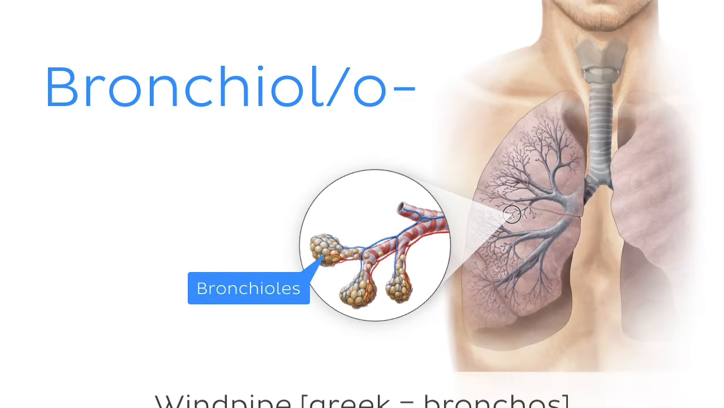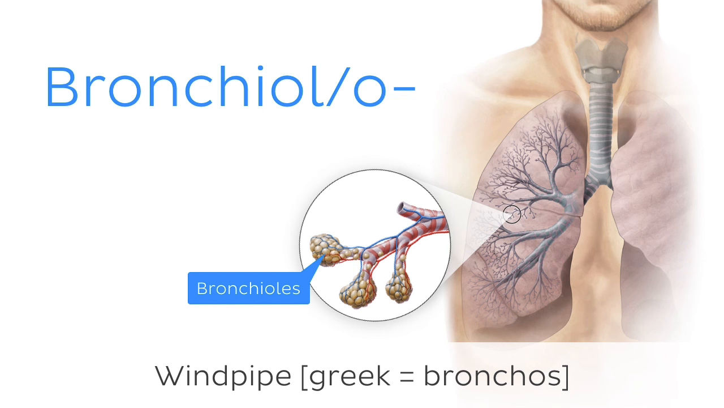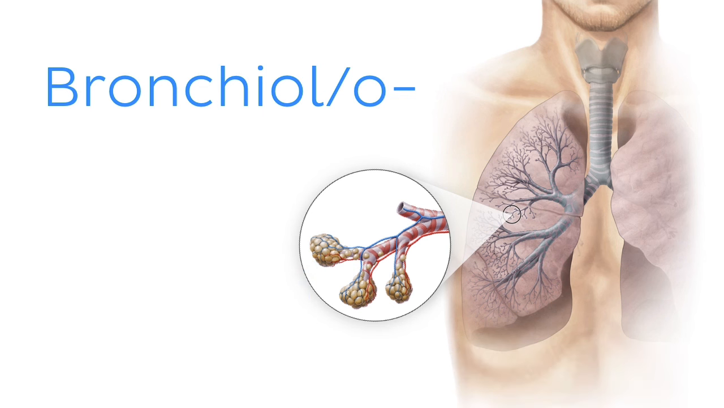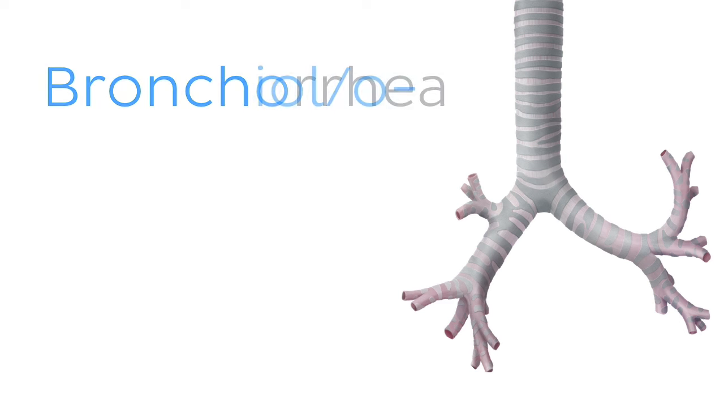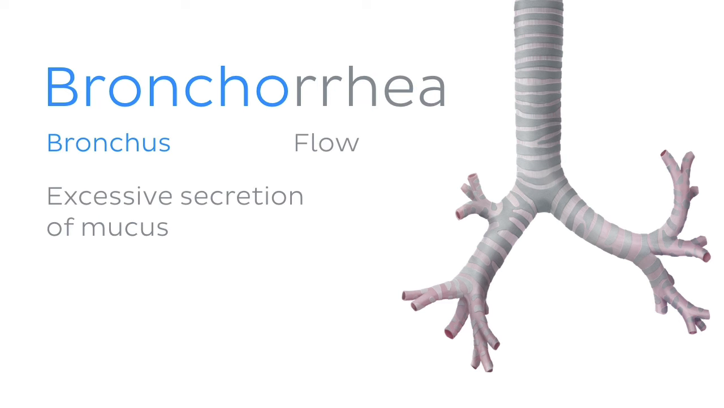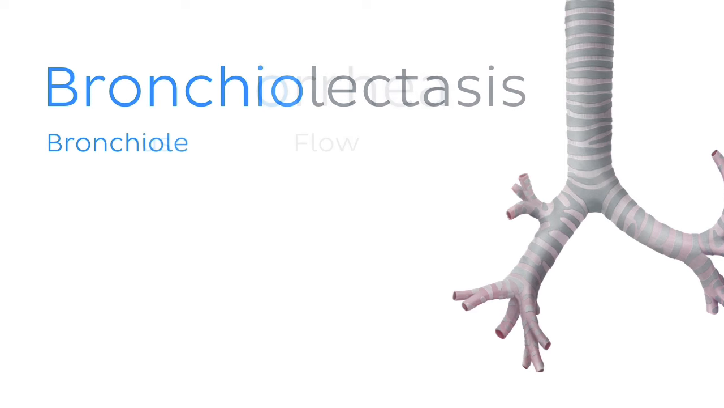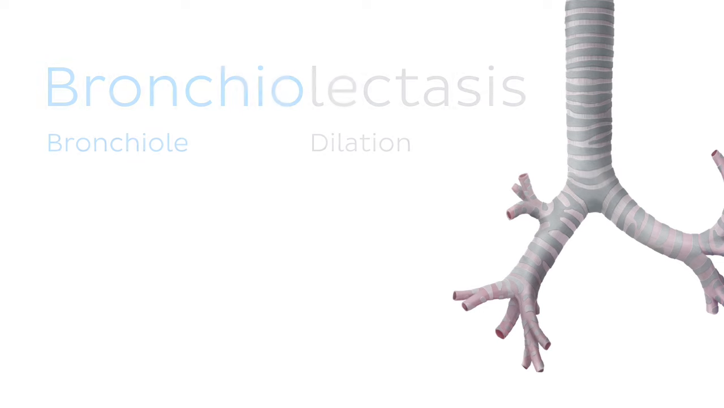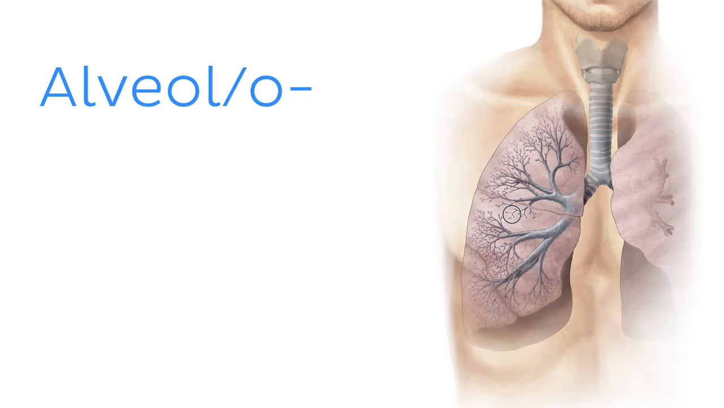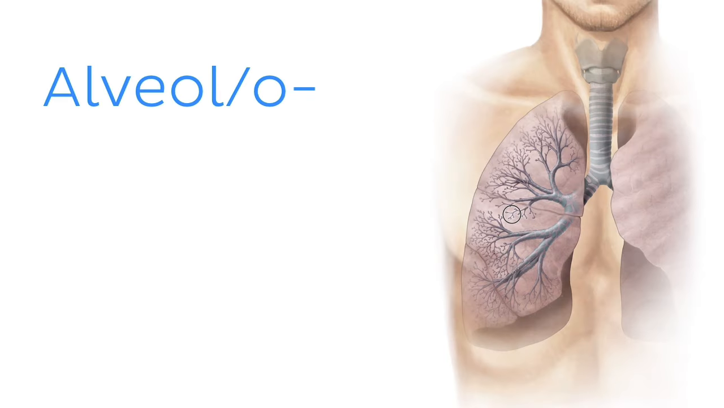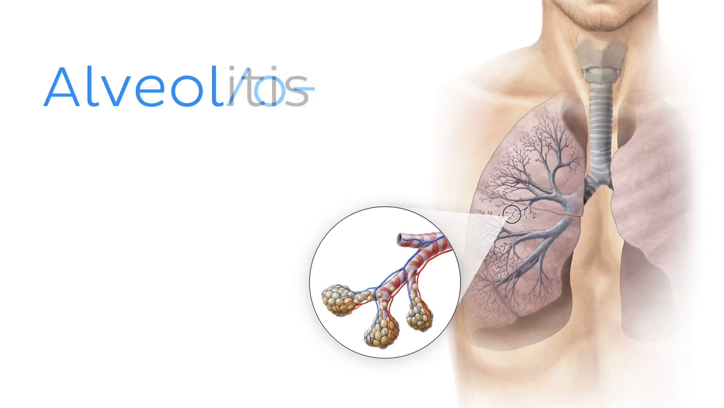They all come from the Greek word bronchos for windpipe, and are used in such instances as bronchorrhea, which is excessive secretion of mucus in the bronchi, or bronchiolectasis, which refers to dilation of bronchioles. We're now moving to alveol or alveolo with the O at the end, which of course refers to the terminal part of the bronchioles, the alveoli. An example is alveolitis, which is an inflammation of the alveoli.